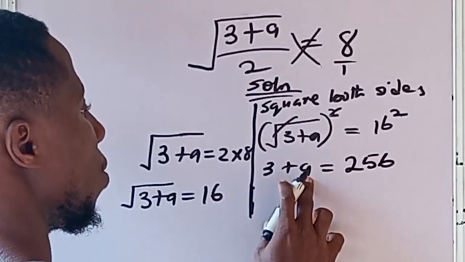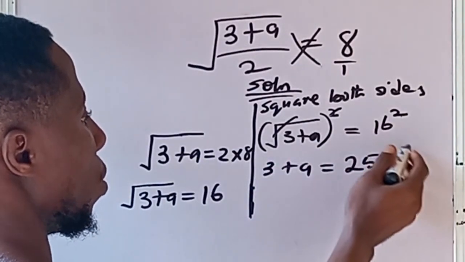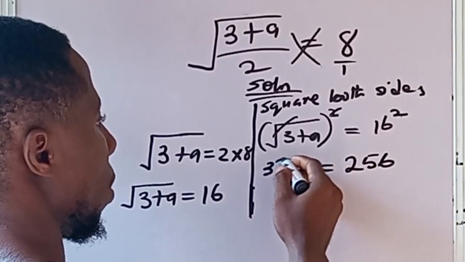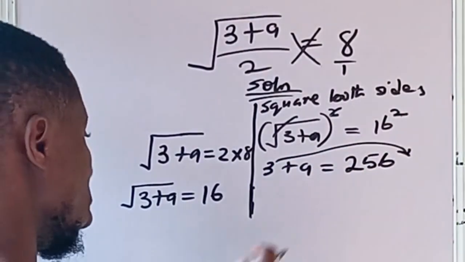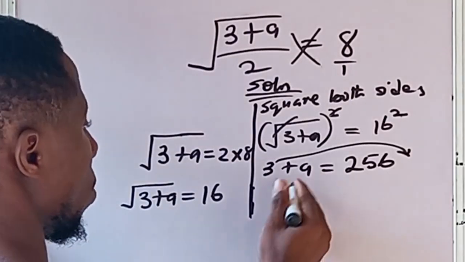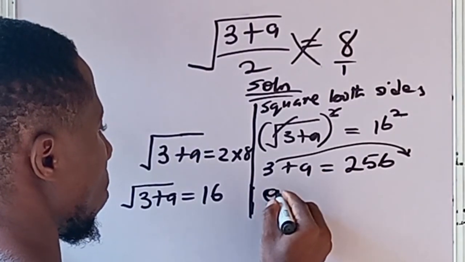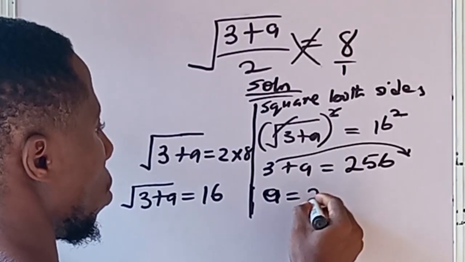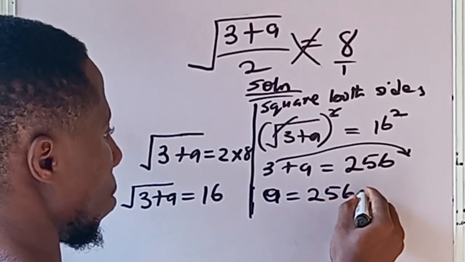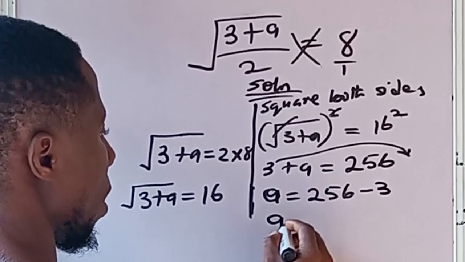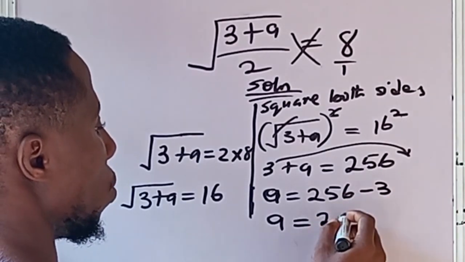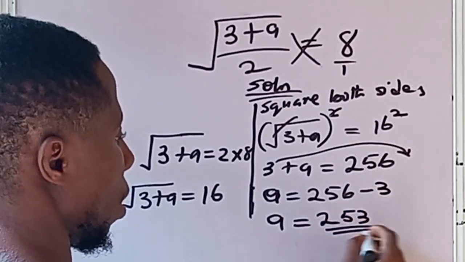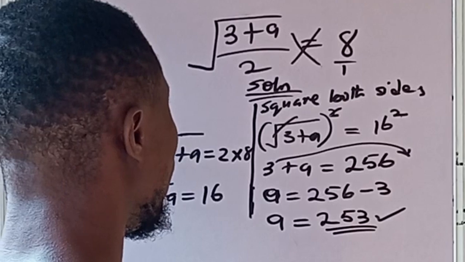Now to get our value of a, this 3 will move to this side and it will become minus. If this 3 moves to this side, it will change to minus because it is crossing the equals sign, all right? So we are going to have a equals 256 minus 3. So our a will now be what? 256 minus 3 will give us 253. And this is our final answer.